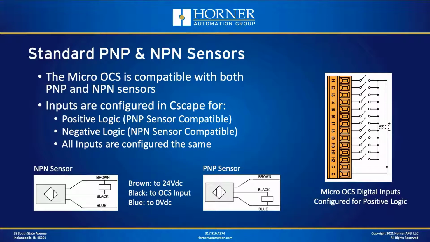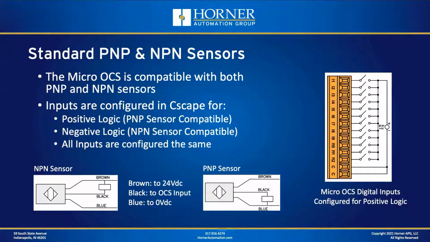Let's start on the digital side and talk about just standard run-of-the-mill PNP and NPN style sensors. Could be proximity switches, those sorts of things. As I mentioned earlier, the Micro OCS is compatible with both. What is the difference? Well, with a PNP type sensor, you're going to connect that up so that it's passing the positive DC signal from the sensor into the input pin of the OCS.